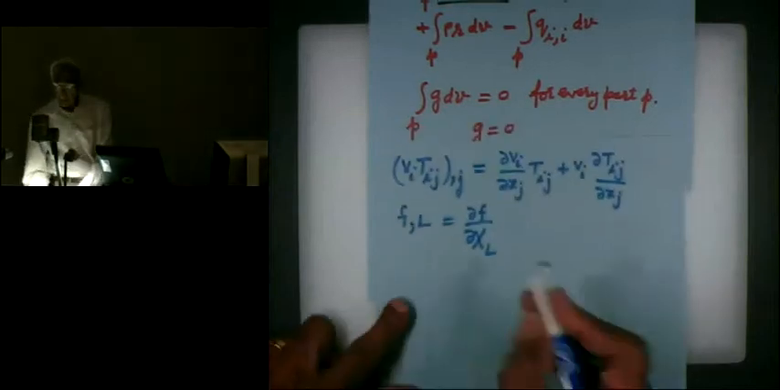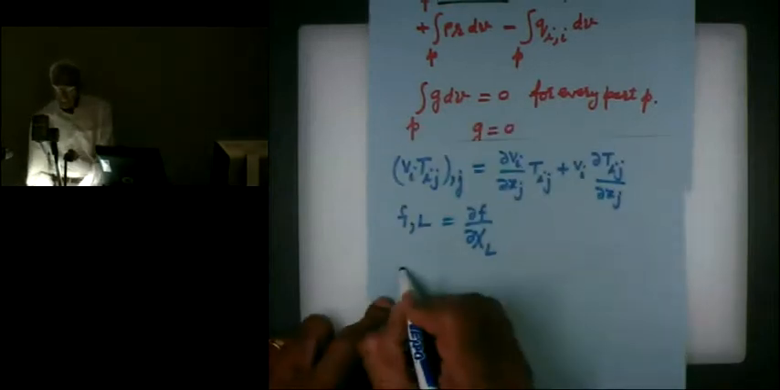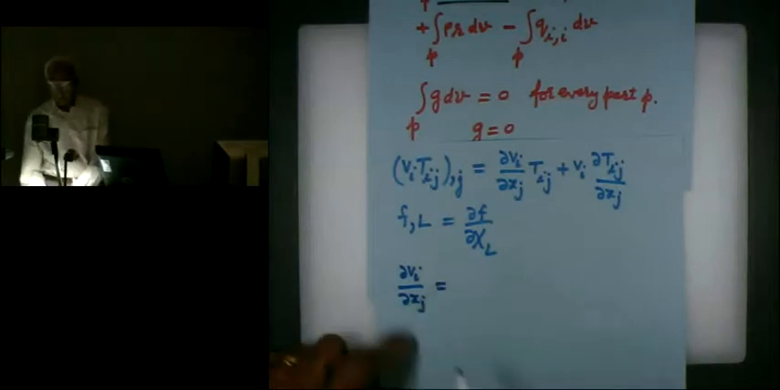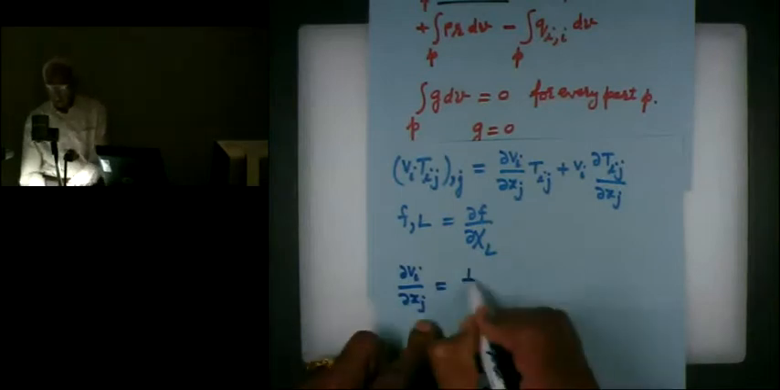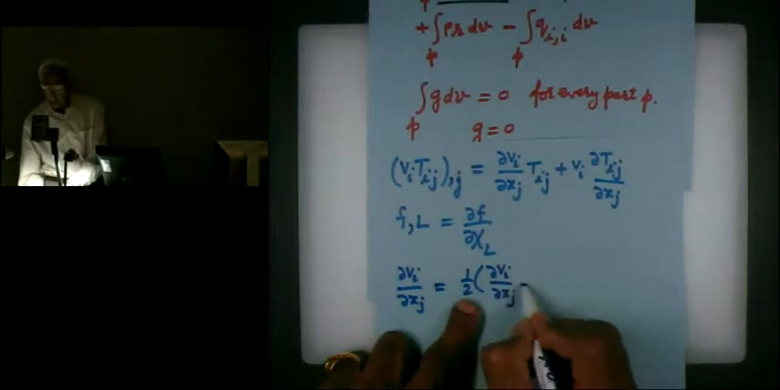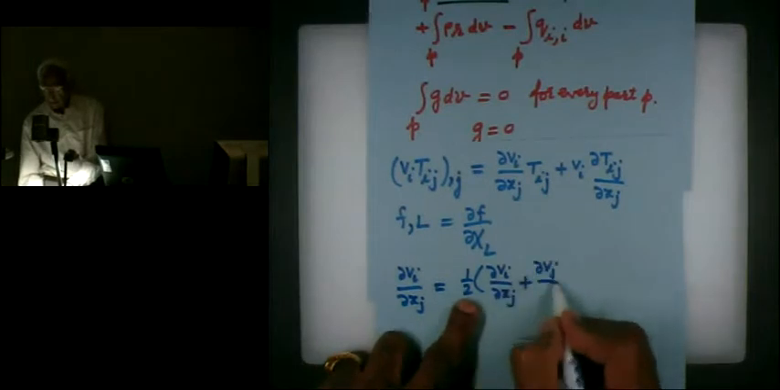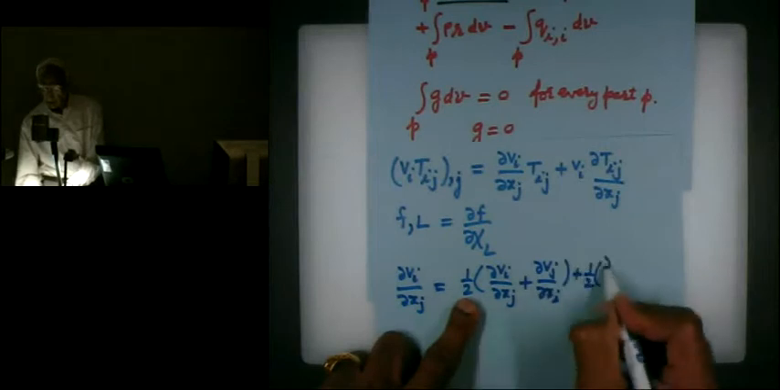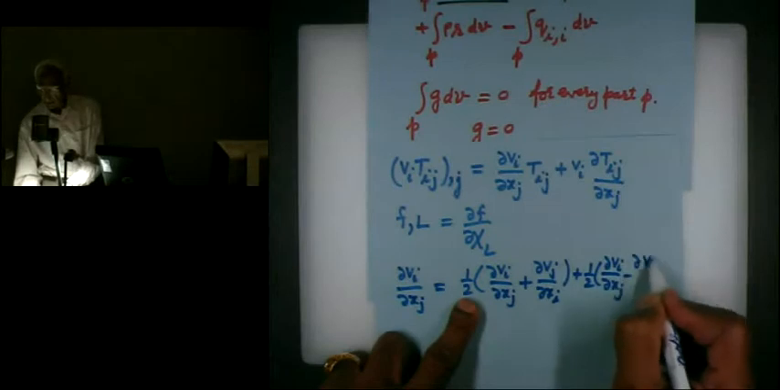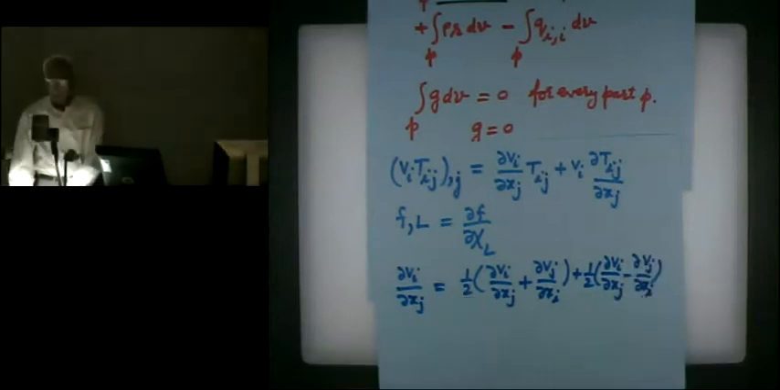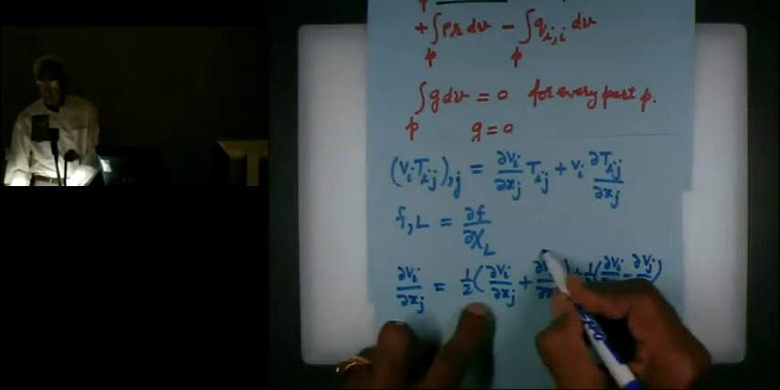So let's simplify this term. So we can write delta Vi over delta Xj as 1/2 delta Vi over delta Xj plus delta Vj over delta Xi plus 1/2 delta Vi over delta Xj minus delta Vj over delta Xi. So what we have done is we have added this and subtracted that.